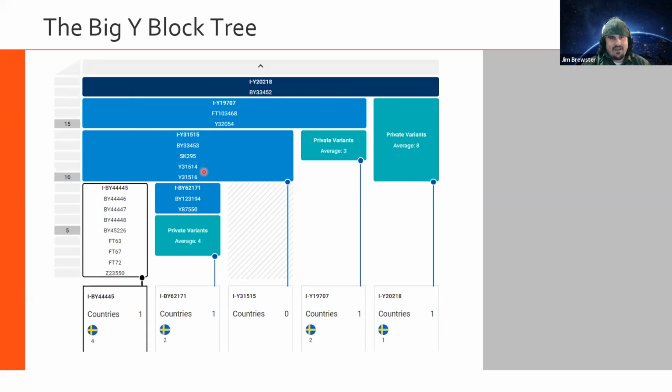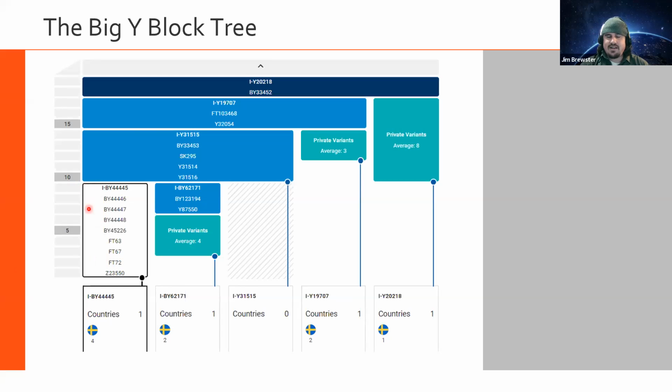So these SNPs are grouped together by what are called equivalencies. We don't know if they're younger or older, but we do know, for example, that this block is older than this block. Over here on the side, you can see these numbers. These represent generations. We typically say that a generation is about 25 years. It can vary, obviously.